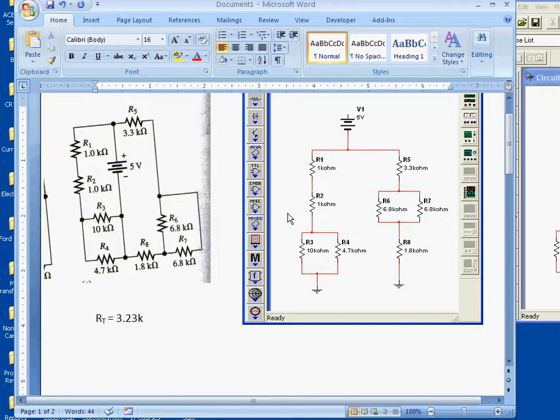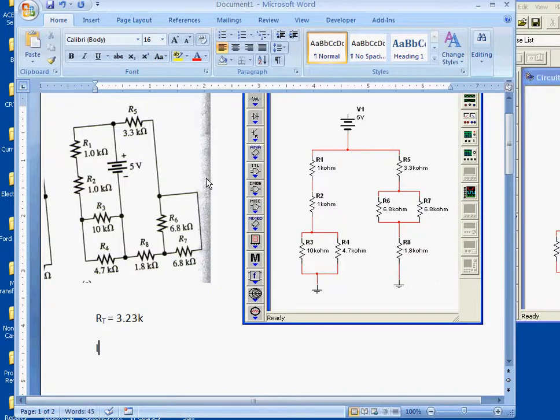Okay, so here's our third step in this little tutorial with this same problem. I found in the second one what our total resistance is. In our first video we went through and just redrew our diagram. So if our voltage source here is 5 volts and our total resistance is 3.23K, we should be able to find our total current. I'll do that real quickly.